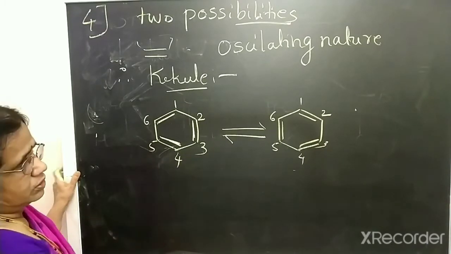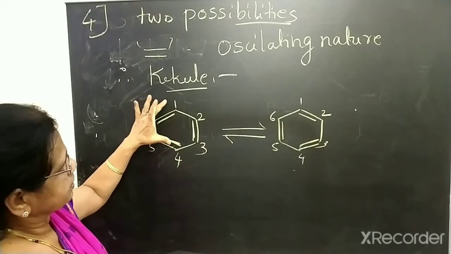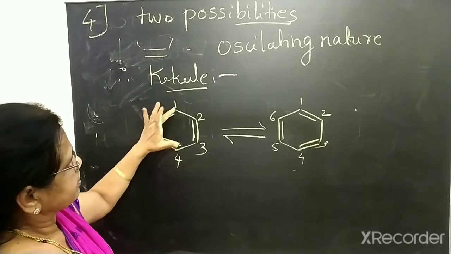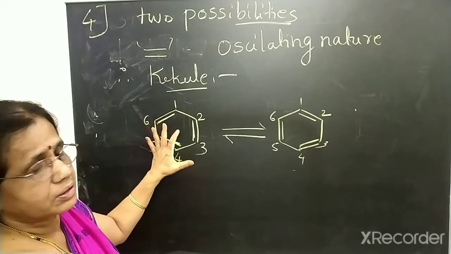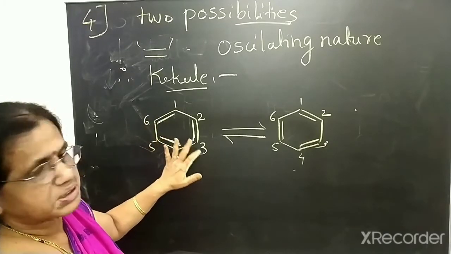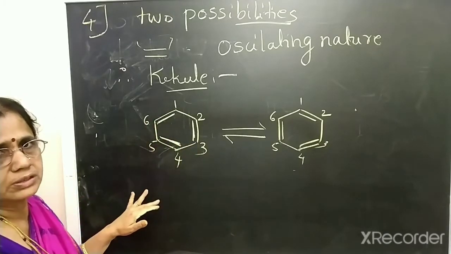Okay. So each carbon contains a hydrogen and all the 6 carbons form the hexagonal ring, and they have alternate single and double bonds.